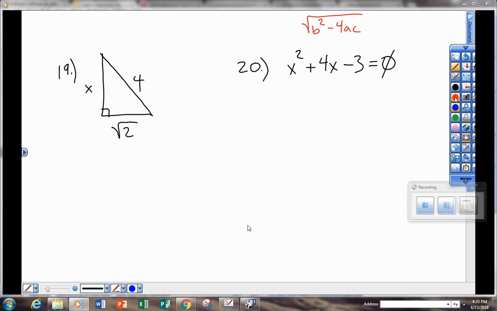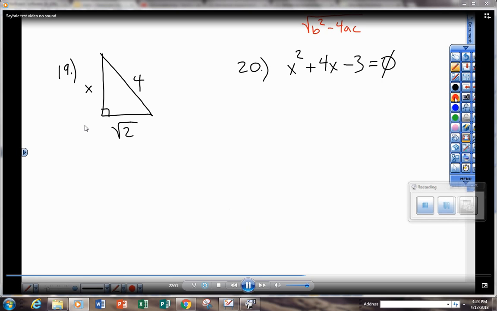Alright, 19 is the Pythagorean theorem problem. You need to know that these two sides are the legs. They are the a squared and the b squared, or the two parts that go together. And the longest side across from the right angle is the hypotenuse, the c squared part. So make sure you don't mix up these legs. Don't put the x over here or the root 2 over here. These go together, and those squared added up equal that 4 squared, the longest side.